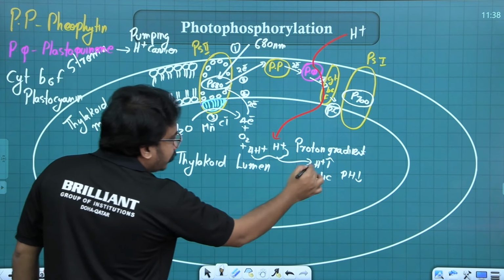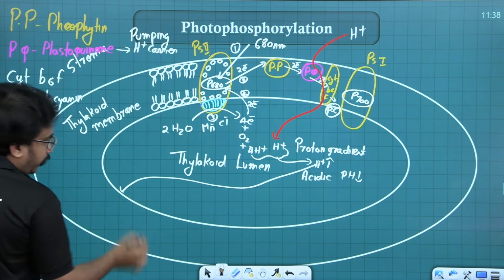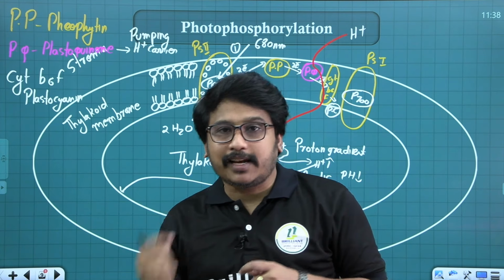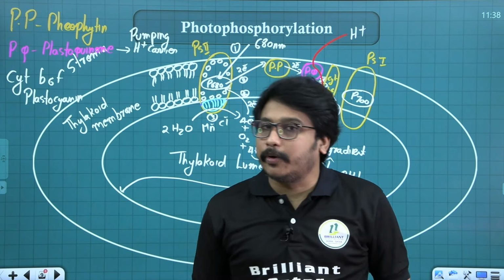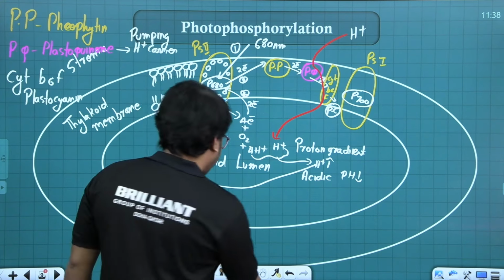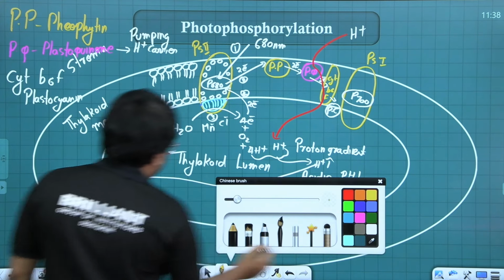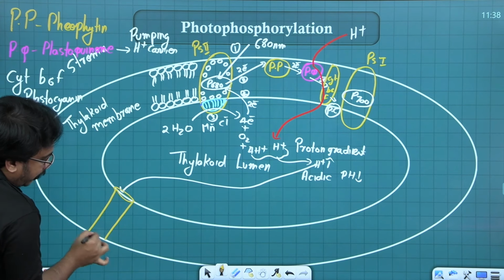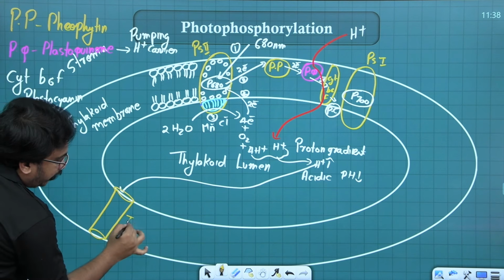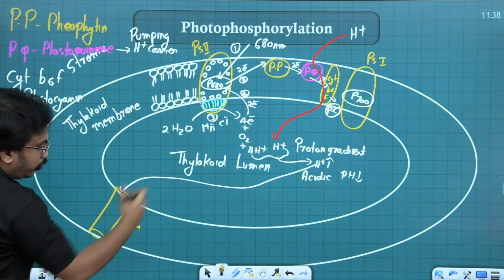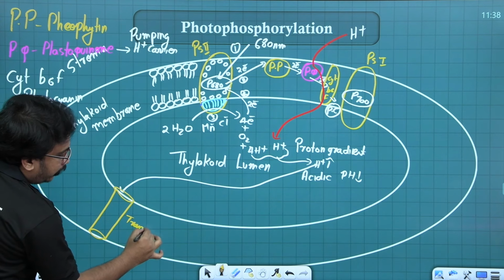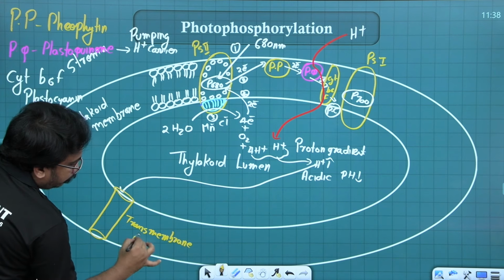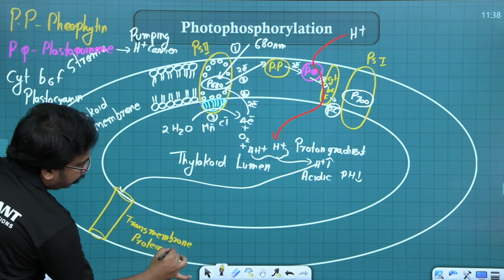So this H+ will be pumped outside. You may be knowing about the integral proteins in the thylakoid membrane. Some of the integral proteins make protein channels. So let me show one of them. The one which is making a protein channel like this. This is a transmembrane protein channel. That means they are connecting from the lumen to the stroma outside. So it is a transmembrane protein channel.